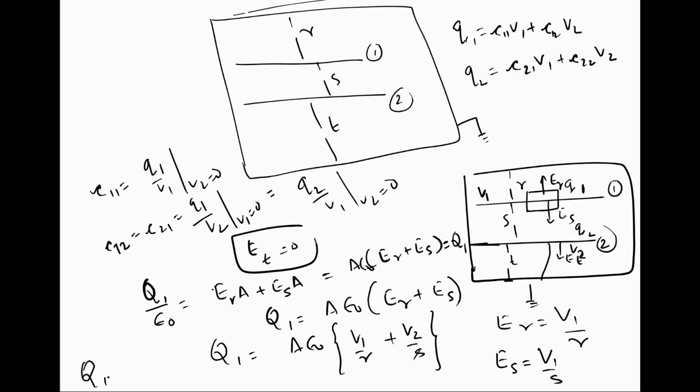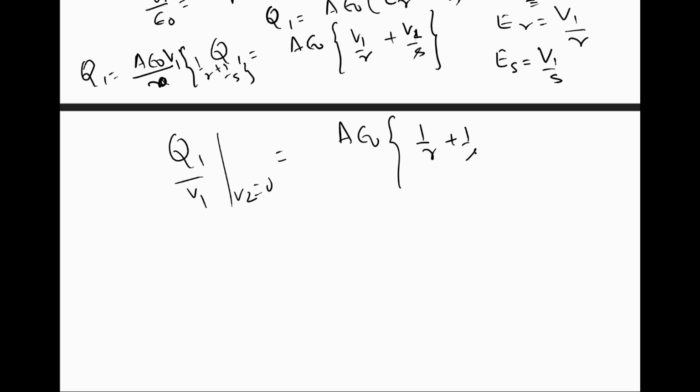So Q1 is equal to A epsilon naught over R, it is V1 not V2, with V1 common, times 1 by R plus 1 by S. So we will proceed in the next slide. You see that Q1 over V1 when V2 is equal to 0 is simply A epsilon naught times 1 by R plus 1 by S.